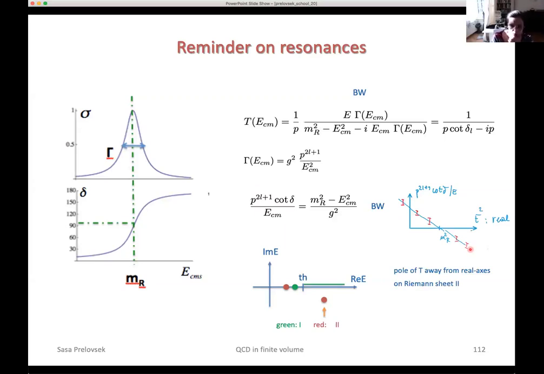Then another reminder: such a scattering amplitude doesn't have a pole for real energies, as you can see because of this i here, but it has a pole for complex energy. It will have a pole for complex energy on Riemann sheet 2 away from the real axis. This gives you the resonance mass, and this distance gives you the width.